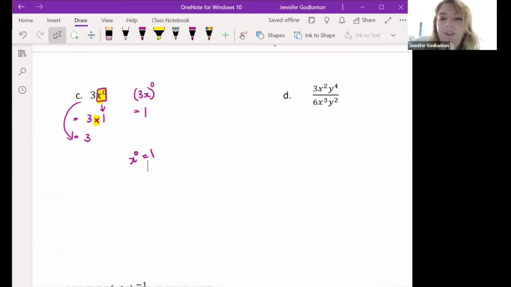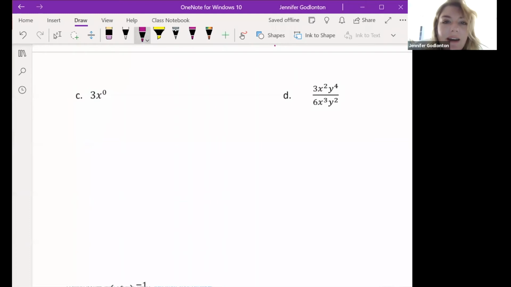So for those of you who want to move on, you can give D a try so long. But for those of you who are not understanding this still, this comes back to the rule that anything to the power of 0 is equal to 1. So if I have y to the power of 0, that's equal to 1. If I had 3y in brackets to the power of 0, that's equal to 1. If I had x to the power of 0, that's equal to 1.